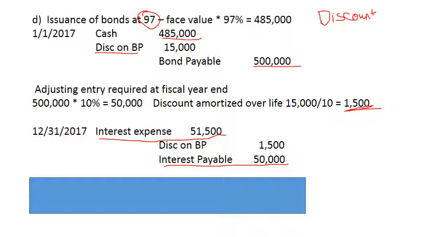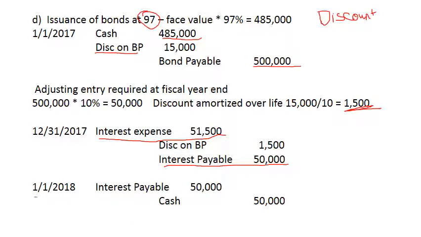This is why when a bond is issued at a discount, the cost of the bond is going to be higher than the cost when it's issued at par, at face value. But when we make the payment, the actual cash we have to pay is still going to be $50,000 because the coupon is based on the face value of the bond and the interest rate that is stated on the bond, the 10%.